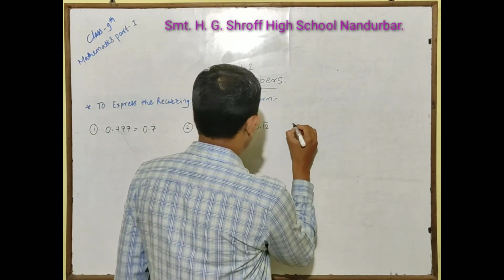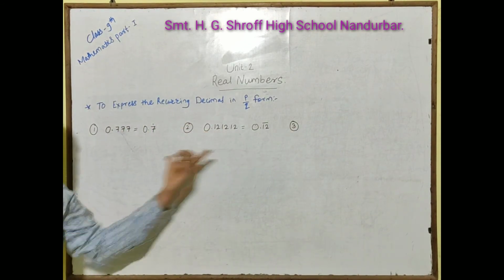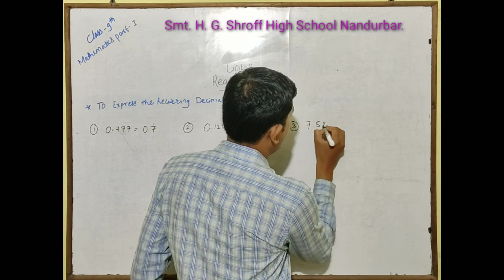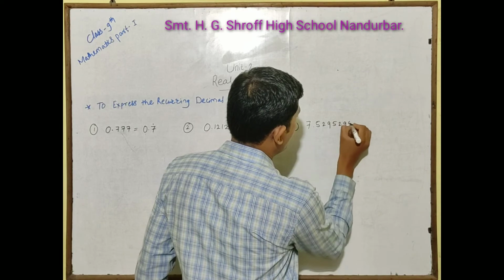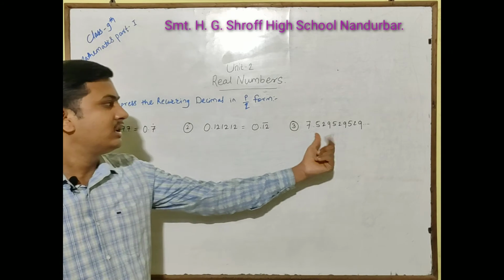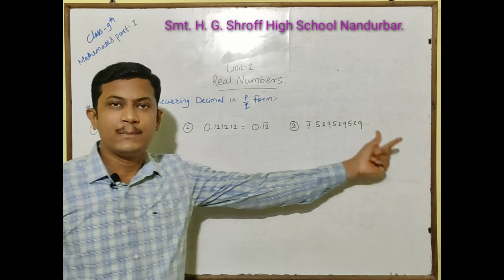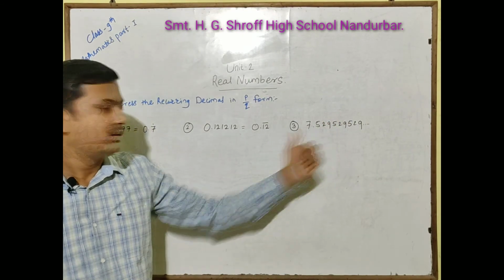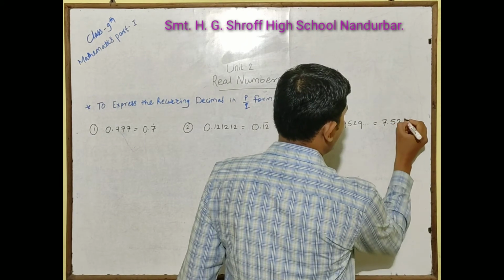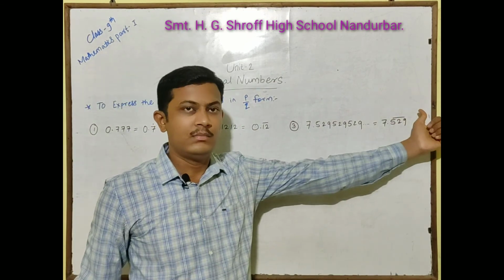Then next, we have to see this part in 3 questions. In this question, 7.529529, three digits are recurring, so we can write it as 7.529 with a bar over 529.